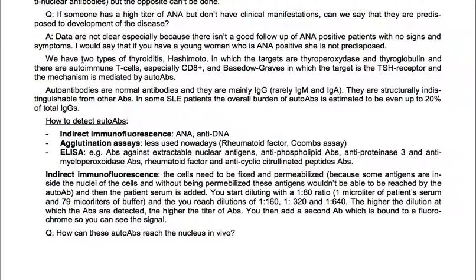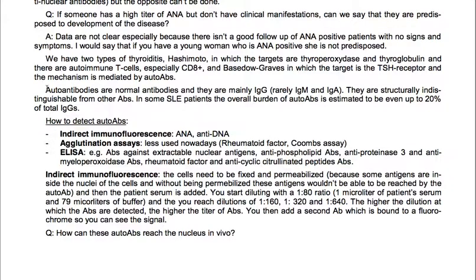We have two types of thyroiditis: Hashimoto, in which the targets are thyroperoxidase and thyroglobulin, and the mechanism is mediated by autoimmune T cells, especially CD8 positive, and Graves, in which the target is the TSH receptor and the mechanism is mediated by autoantibodies. The antibodies are normal antibodies and they are mainly IgG, rarely IgM and IgA. They are structurally indistinguishable from other antibodies. In some SLE patients, the overall burden of autoantibodies is estimated to be even up to 20% of total IgGs.